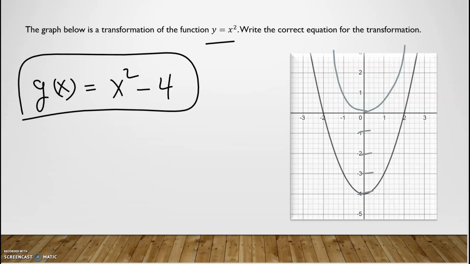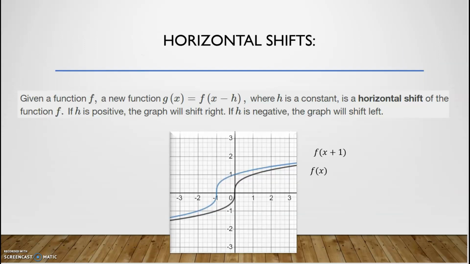Okay, so that's vertical shift. Let's move on to horizontal shift. Now, given a function f, a new function g of x is equal to f of x minus h, where h is just some number. That's going to be a horizontal shift. Now, if h is a positive number, the graph will go right. If h is a negative number, the graph will go left.